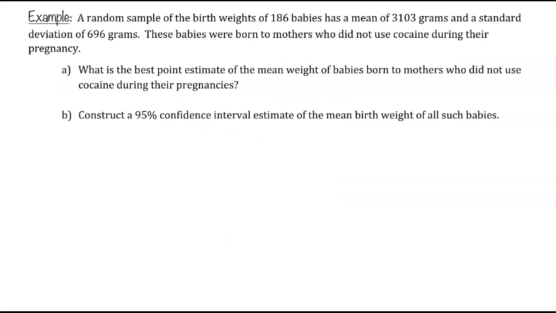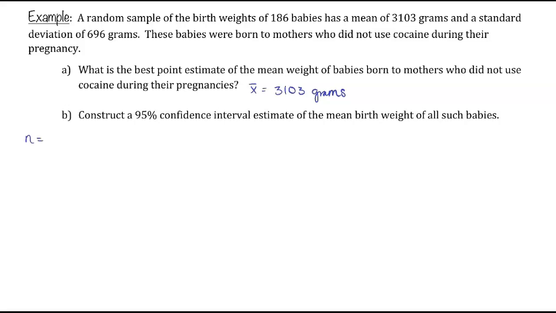In this example, we are told that a random sample of the birth weights of 186 babies has a mean of 3,103 grams and a standard deviation of 696 grams. It's also noted that these babies were born to mothers that did not use cocaine during their pregnancies. The best point estimate of the mean weight of babies born to mothers who did not use cocaine during their pregnancies is going to be this sample mean of 3,103 grams. And we'll construct a 95% confidence interval estimate for the mean birth weight.